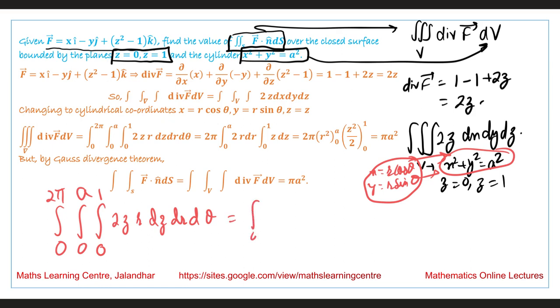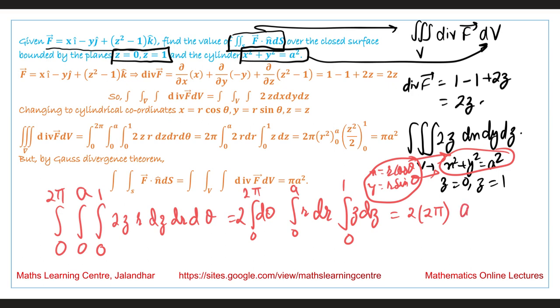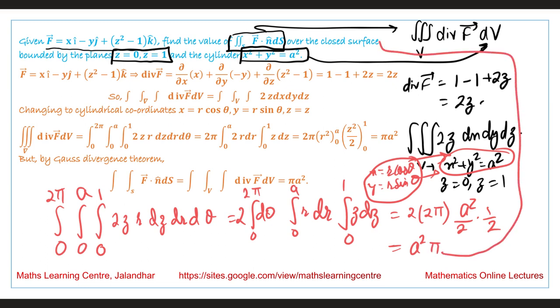So this is equal to the integral from 0 to 2 pi of d theta, then the integral from 0 to a of r dr, then 2 comes out of the bracket, the integral of z dz with limits 0 to 1. On solving this, we obtain 2 into 2 pi into r squared by 2, so a squared by 2, into 1 by 2. So this value comes out to be a squared pi. So by the Gauss divergence theorem, the value of this integral is equal to a squared pi.